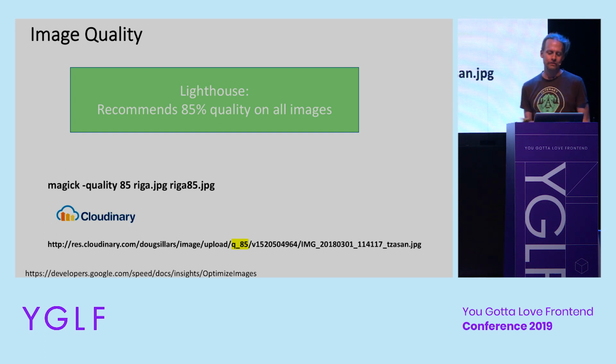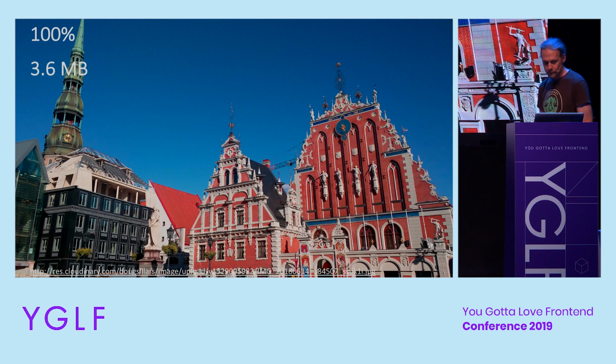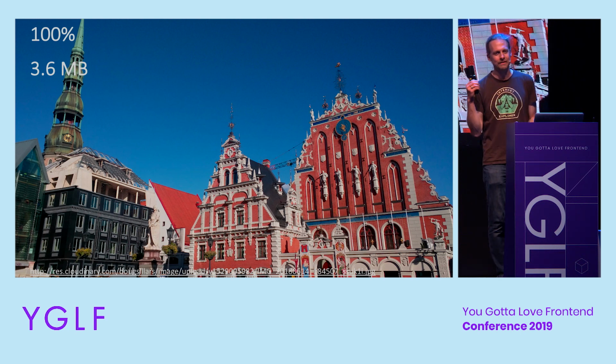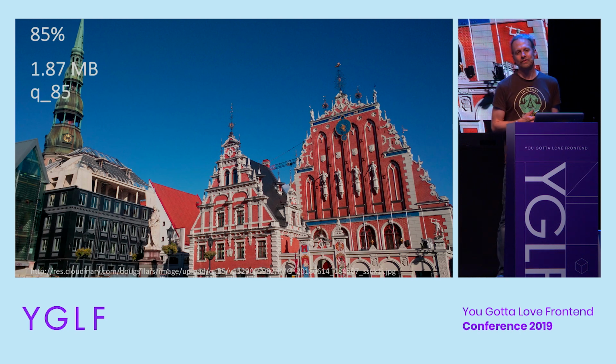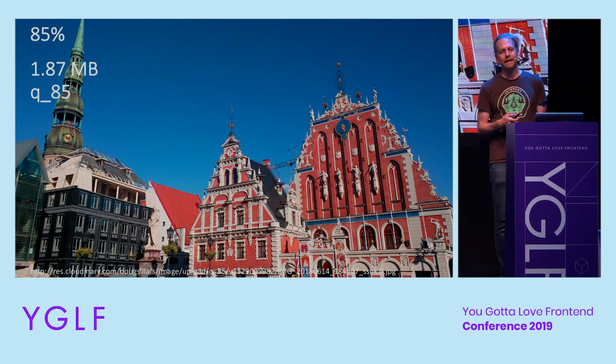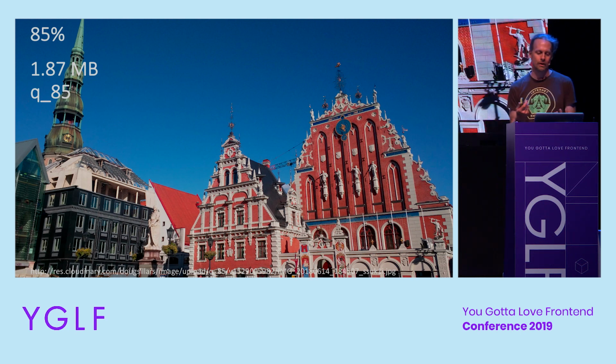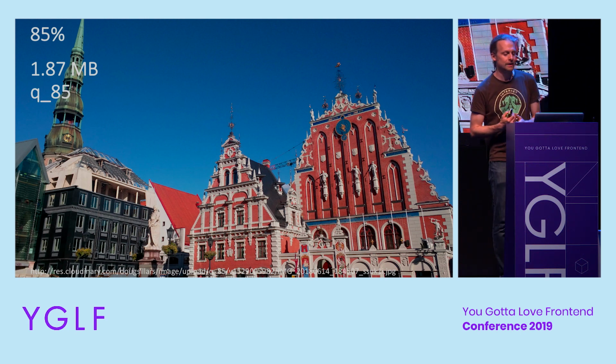And so if you take this image that I took of Riga, it's 3.6 megabytes, I save it at 85%, and it's half the size. It's now 1.87 megabytes, just by changing the quality. And if you look, you probably can't tell the difference. It still looks like the same image.